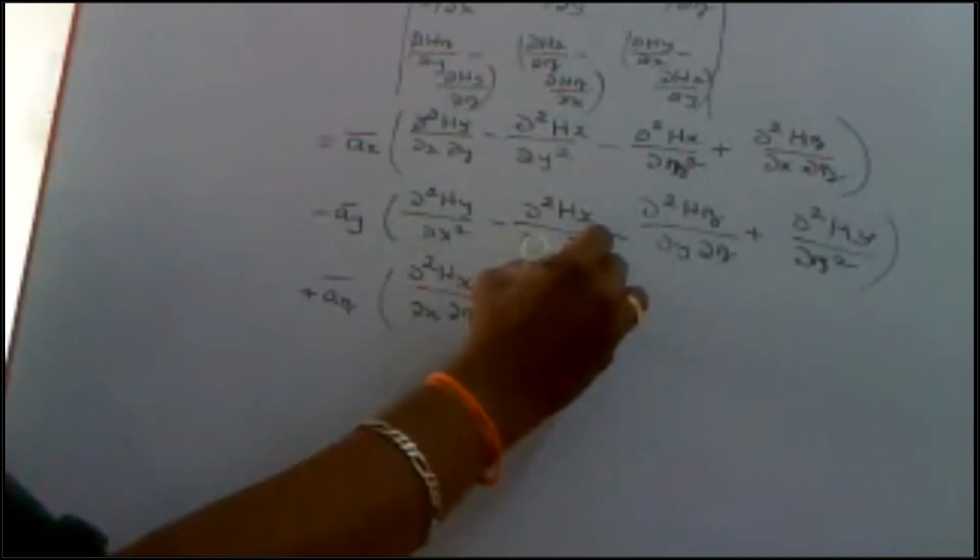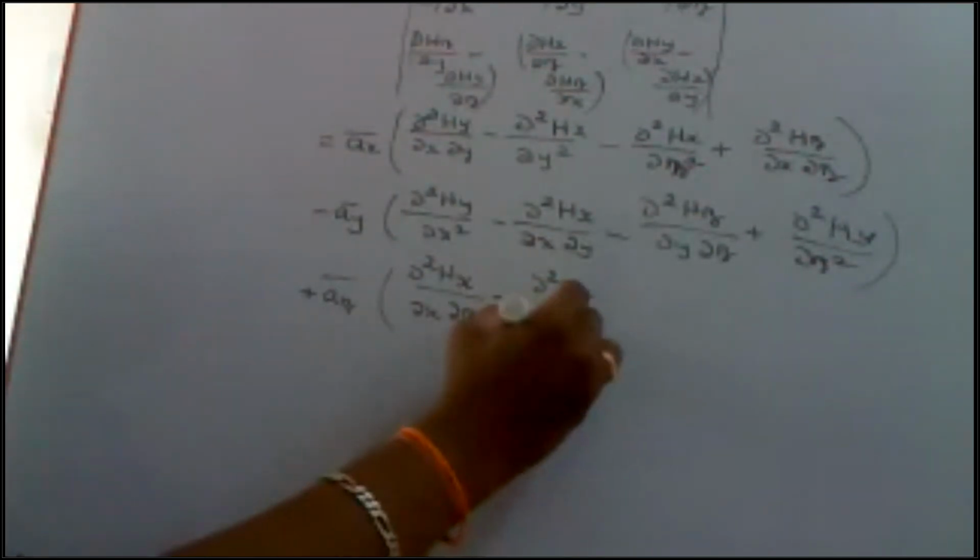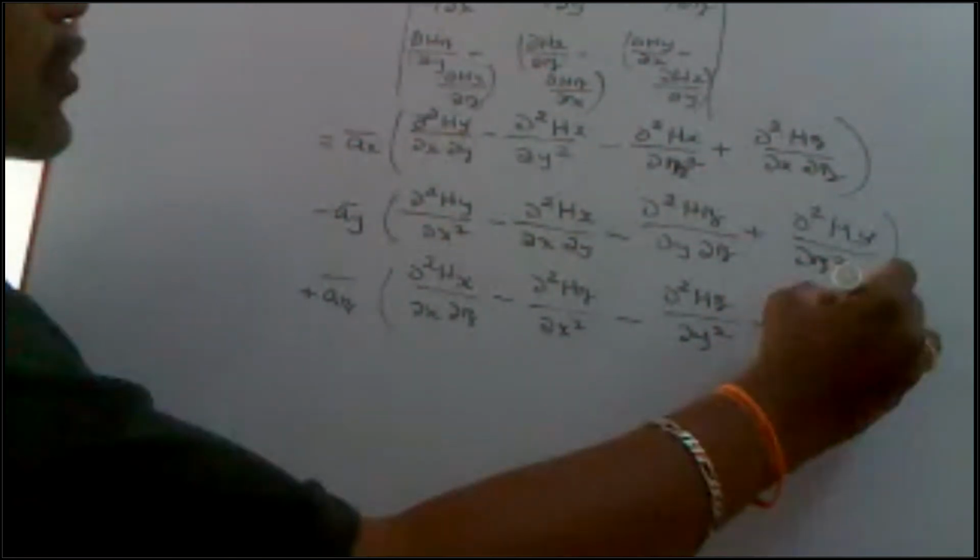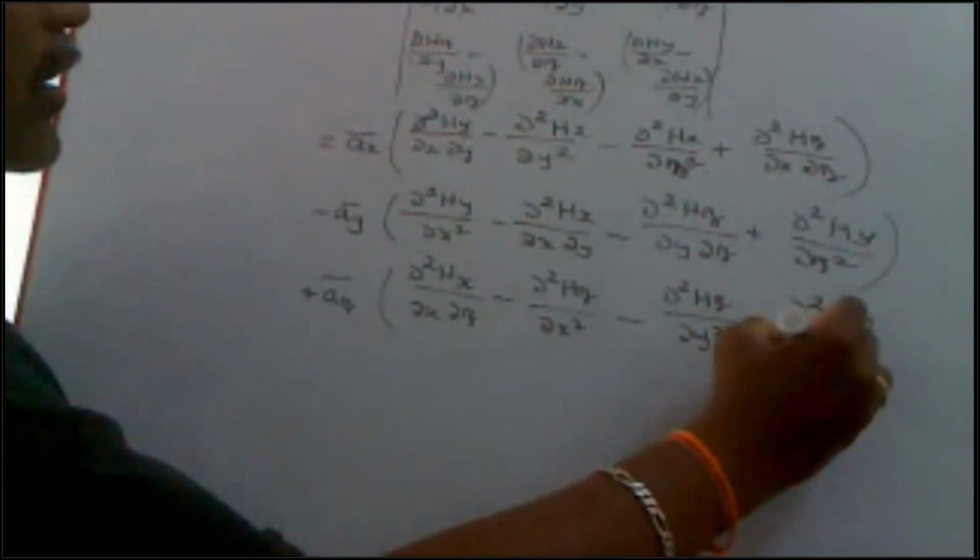Third term is plus az vector into dou square hx by dou x dou z minus dou square hz by dou x square minus dou square hz by dou y square plus dou square hy by dou y dou z. So in this way I will be getting three terms. Is it okay?